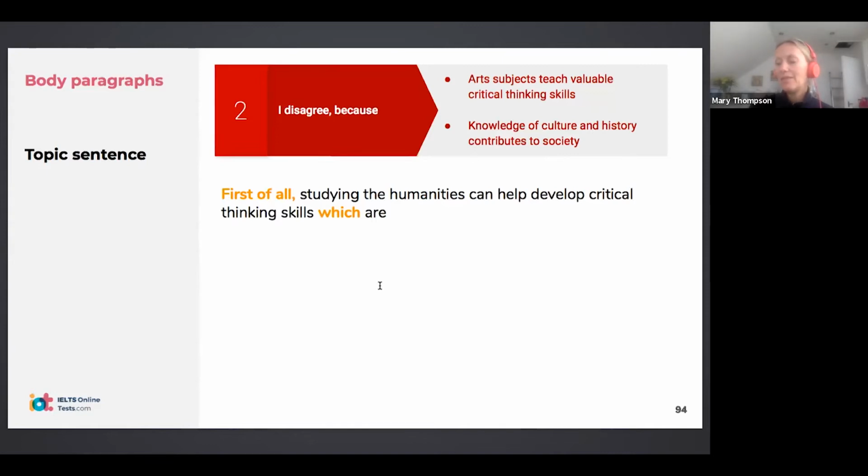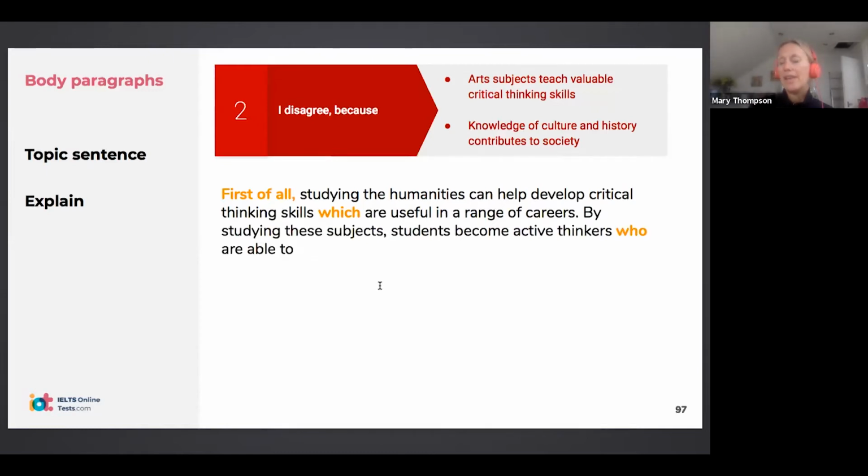Invaluable, yes. And of great importance, yeah, could say that. So we've just said are useful in a range of careers. And then you need an explanation. Okay, so you could maybe say this is because, so you need a kind of lead into that. So here we've used by studying these subjects, students become active thinkers who are able to, what do you think?